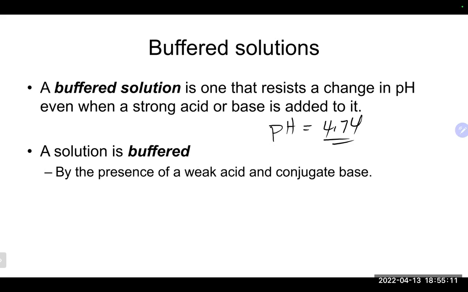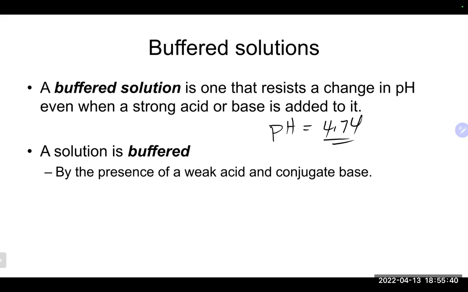Will it actually move? The answer is yes, it will move in one direction or the other, but not a lot. So if you added acid to this buffer, maybe it goes down to 4.6, 4.7, depending on how much you add, maybe 4.3, but you won't see very big jumps. Same thing if you added base to it, it maybe goes up to 4.8, 4.9, but again will not jump really big. The reason it's not able to do that is what it is made of.